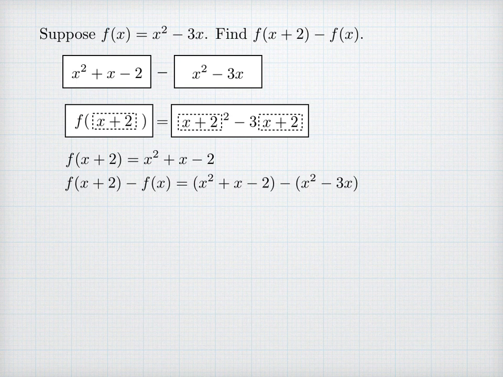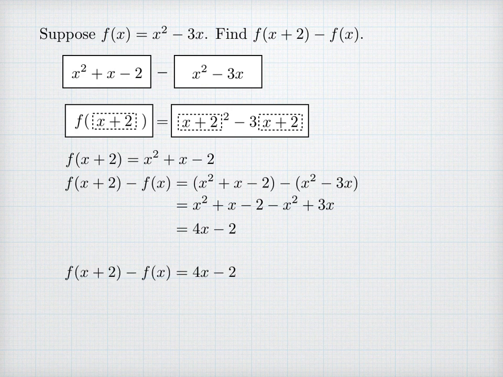I need to expand and simplify this, so I'll distribute the negative sign. So I get minus x squared plus 3x as the last two terms. My x squared minus x squared cancel, and x plus 3x simplifies to 4x. And so my formula, f of x plus 2 minus f of x, has simplified to 4x minus 2. So that's an example of how I use function evaluation to simplify formulas that involve the evaluation of a function involving a formula.